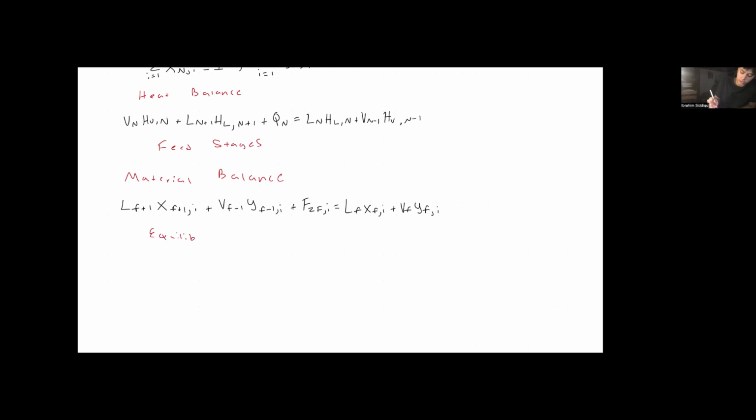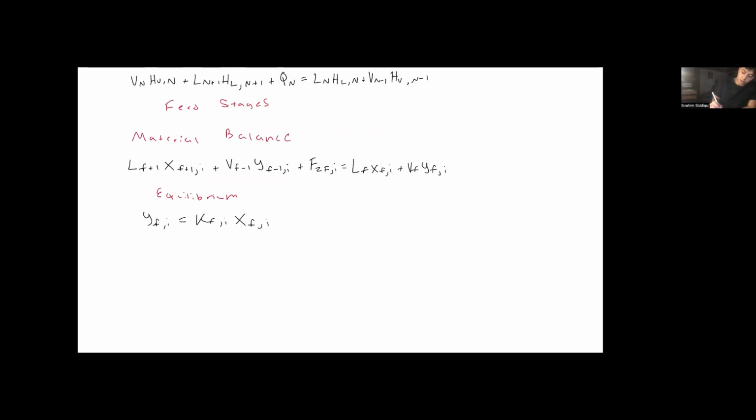And this one is essentially going to be similar to what we did for the other ones. However, instead of at stage N, we're looking at stage F. So our vapor composition at F for component i is going to be equal to our K value for our feed at component i multiplied by our liquid composition at stage F for species i. Okay. So like I said, for the summation, I'm going to say the same thing every time. It's going to be equal to 1.